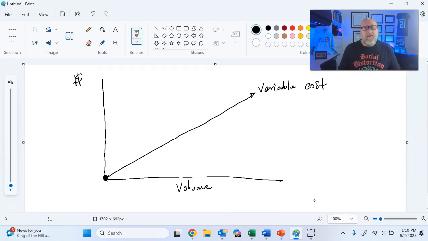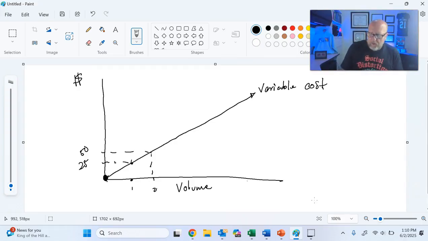If I were to produce no tables, no cost. If I were to produce just one table, the cost would be $25. If I were to produce two tables, the cost is going to be 50. The per unit cost does not change. The variable cost is $25 in wood for every table. However, the more tables that I make, the more my total variable costs are going to go up.